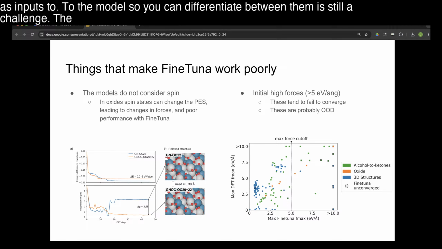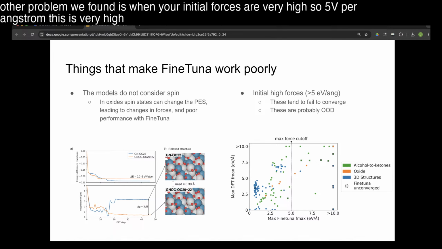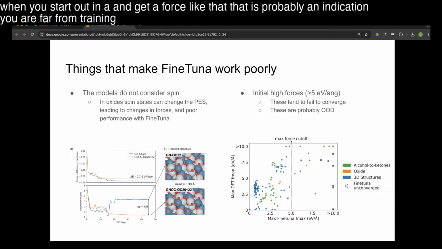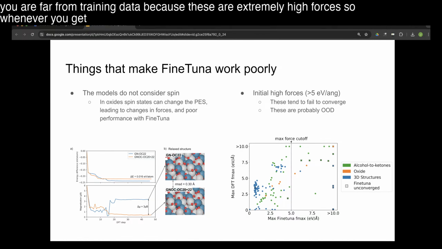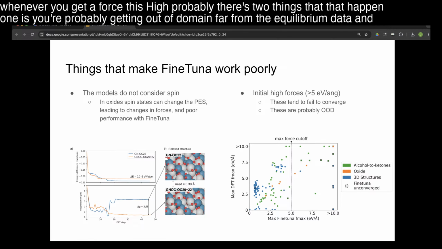The other problem we found is when your initial forces are very high, so 5 eV per angstrom. This is very high. You can see these X's over here. Lots of times when you start out and get a force like that, that is probably an indication you are far from training data, because these are extremely high forces. So whenever you get a force this high, probably there's two things that happen. One is you're probably getting out of domain, far from the equilibrium data and relaxation data that it's trained on.